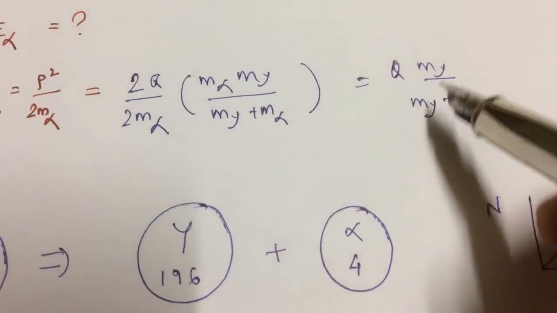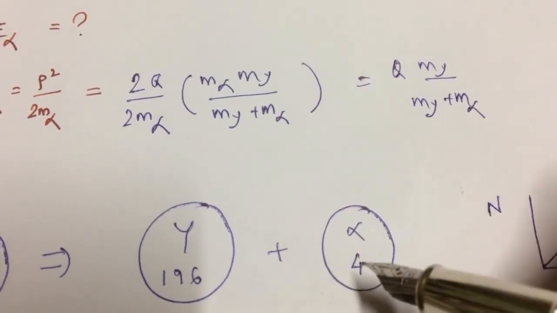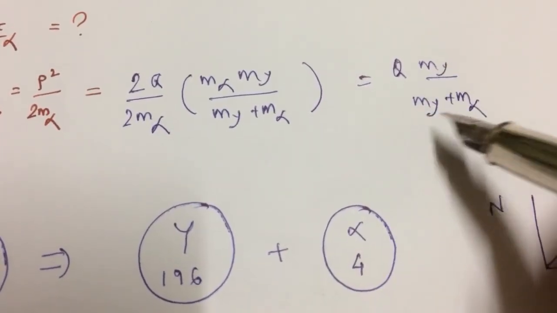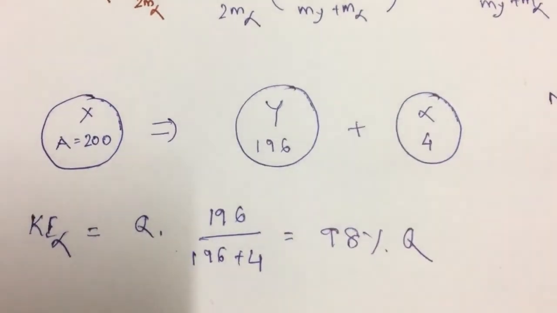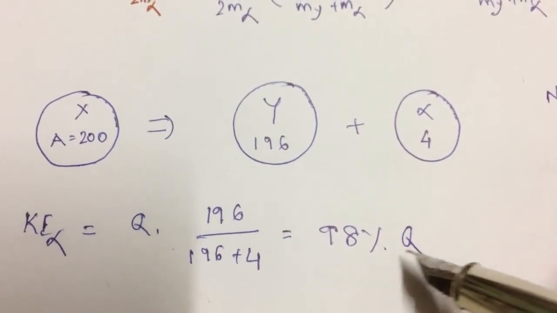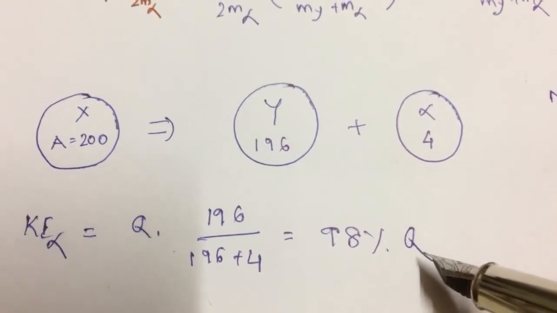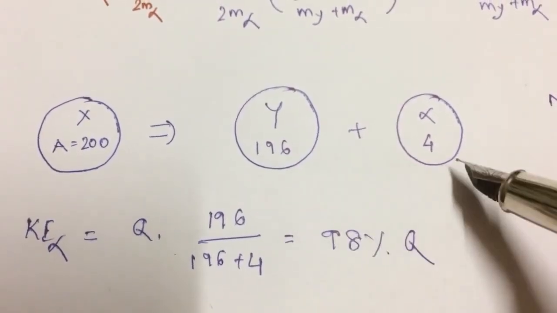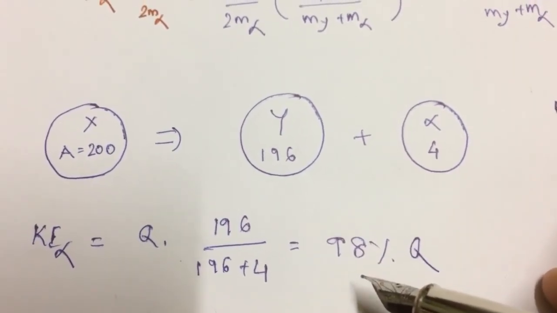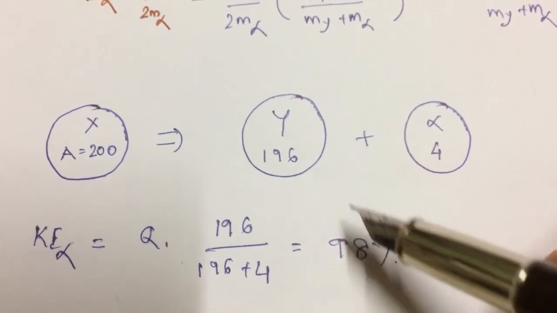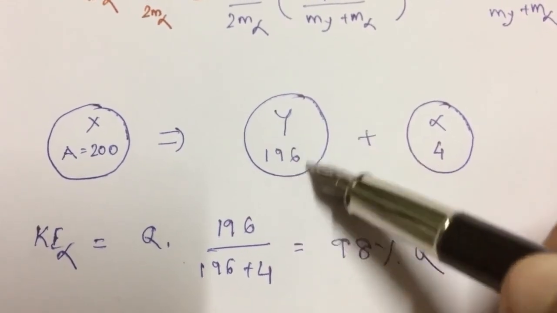So for my we need to put 196 and m alpha equal to 4. So it's 196 divided by 200. So the kinetic energy of the alpha particle will come out to be 98% of Q. That means 98% of the kinetic energy of this fission reaction will be taken by the alpha particle only, and only 2% will be given to this Y nucleus.